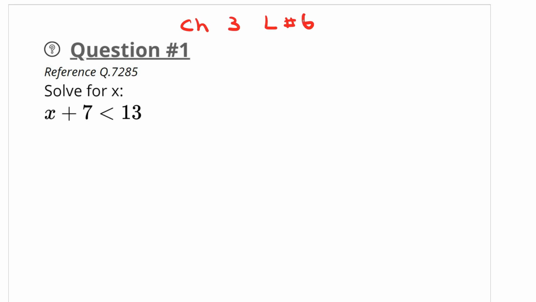and I'm just going to go ahead and do a few quick questions here. I may not have time to do all 10 questions. I'm just going to do a few here. Solve for x. This isn't too bad. I mean, these questions are actually quite simple.